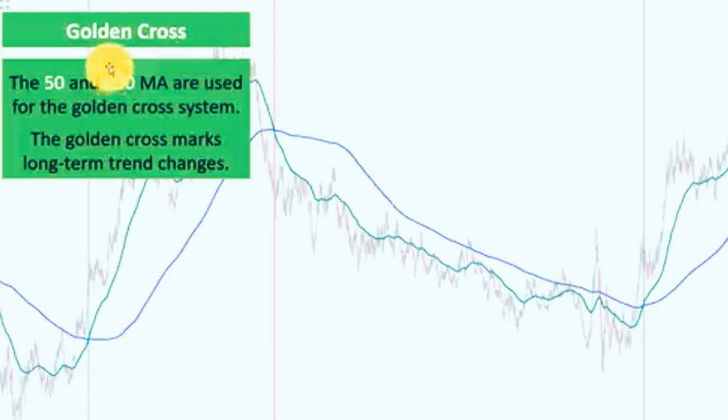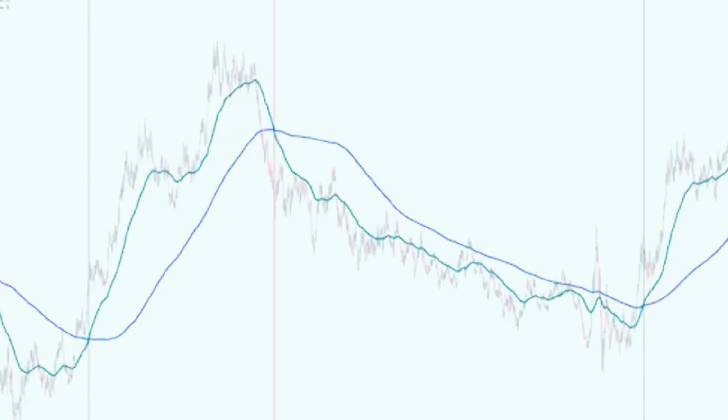So this is how it looks. We have the 50 and 200, and the vertical lines mark the crosses of the two moving averages. And the idea is that whenever the two moving averages cross, you are looking at a new trending phase. This is ideally used for a multi-time frame swing trading strategy.